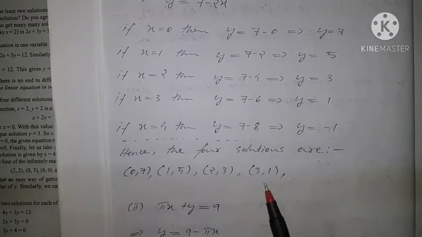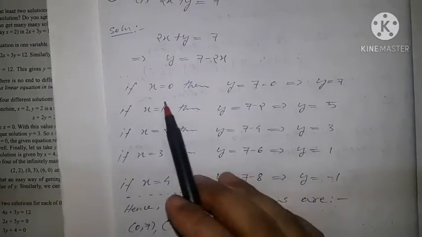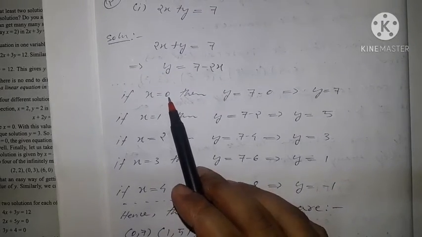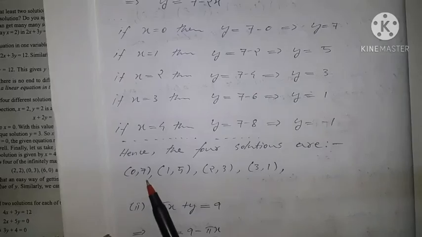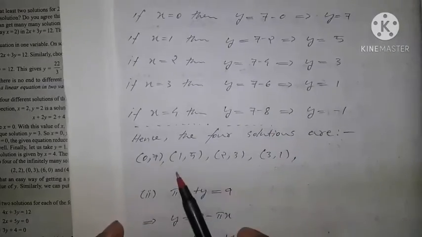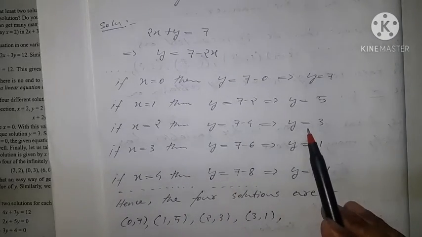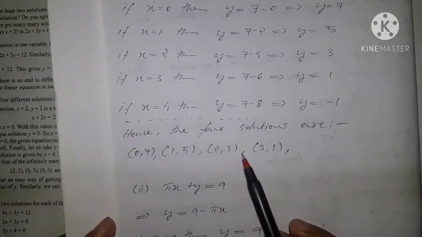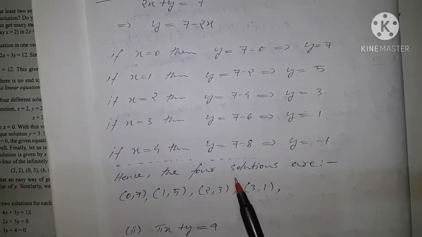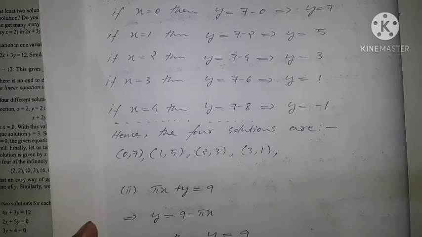Since we need to find only 4 solutions, we can write like this: when x equals 0, y equals 7, therefore (0, 7). When x equals 1, y equals 5, therefore (1, 5). When x equals 2, y equals 3, so therefore (2, 3). And when x equals 3, y equals 1, therefore (3, 1). So these are the solutions.